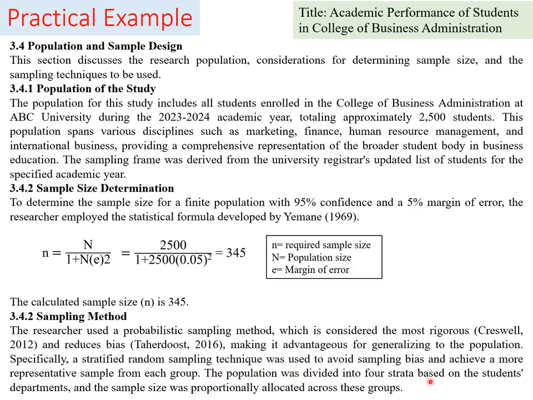The population was divided into 4 strata based on the students' departments, and the sample size was proportionally allocated across these groups. One more data we require is the number of students for each department. We have to know how many of the 2,500 students are in marketing, finance, human resource management, and international business. Based on that proportion, we can allocate the 345 into those 4 groups. This is what we call the stratified random sampling technique.